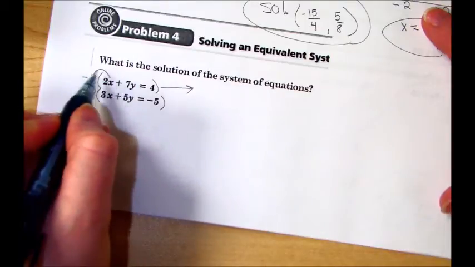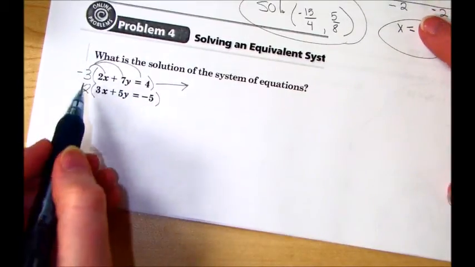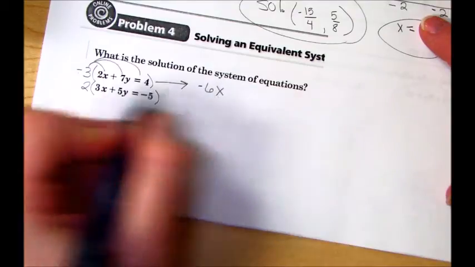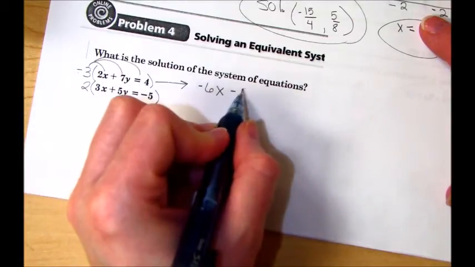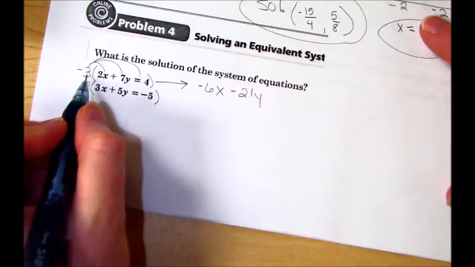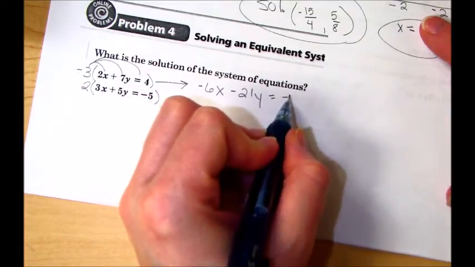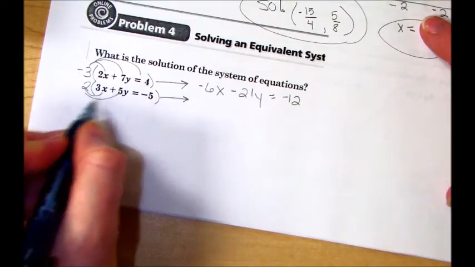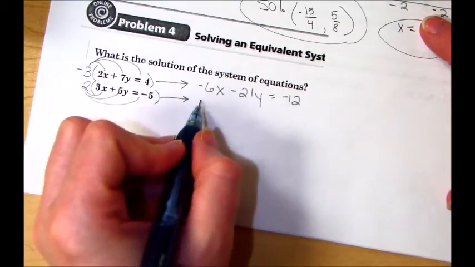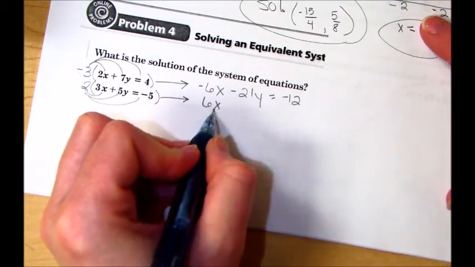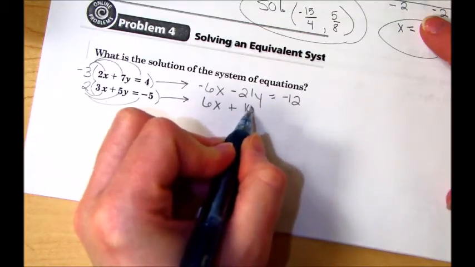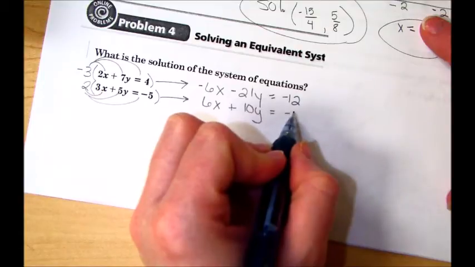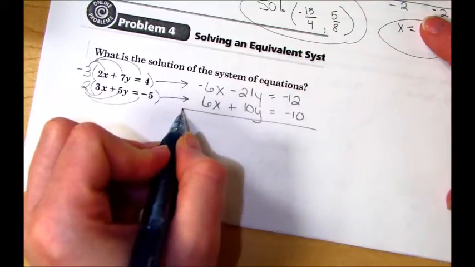Distribute on the top. 1, 2, 3 arcs distributing. That's going to be negative 3 times 2 is negative 6x. Negative 3 times positive 7 is negative 21y. Negative 3 times positive 4 is negative 12. Distribute on the bottom. 1, 2, 3. 2 times 3 is 6x. Plus 2 times 5 is 10y. Equals 2 times negative 5 is negative 10.